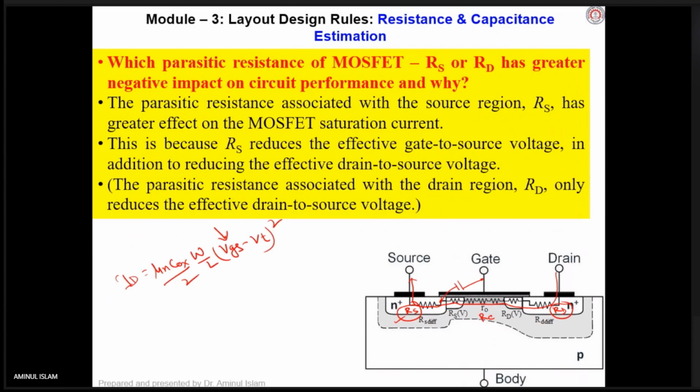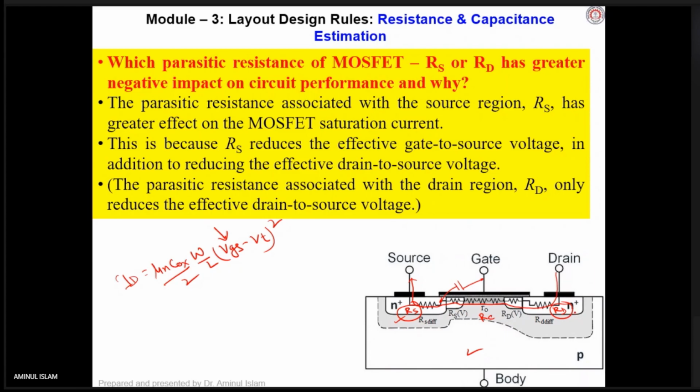Which parasitic resistance of MOSFET, RS and RD, has greater negative impact on the circuit performance? Are you understanding this question, Kartik Rai? See, you have various resistances in a MOSFET, and the structure is given here. In the channel, you have resistance RO shown here. Then you have RS and RD in the lightly doped regions. And then you have the RD diffusion and RD source, meaning the source side and drain side diffusion regions also have some resistance. We have discussed this matter.